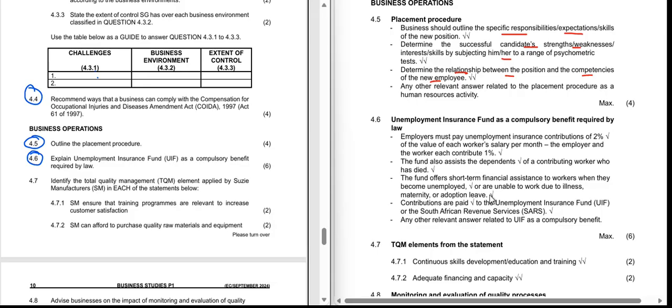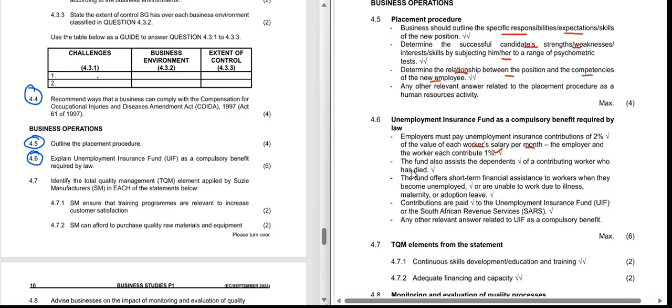Employers must pay unemployment insurance contributions of 2% of the value of each worker's salary a month. The employer and the worker each contribute 1%. So as an employee, you're not just going to get money after being unemployed. You have to contribute towards it while you are still working. As they have said here, you have to contribute 1% of your salary every month. So when you get paid at the end of the month, this money is deducted from your salary.